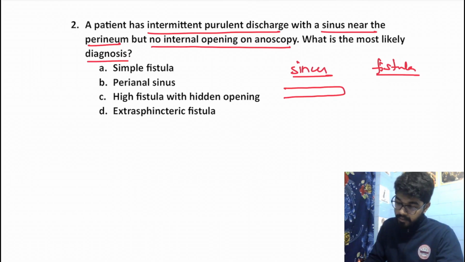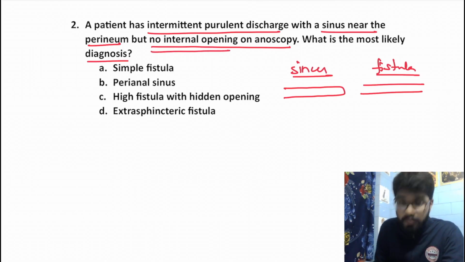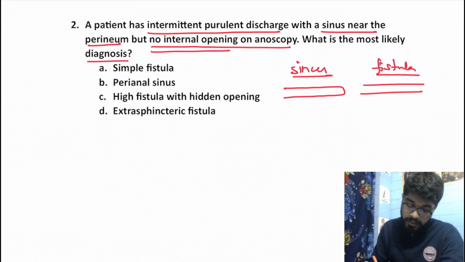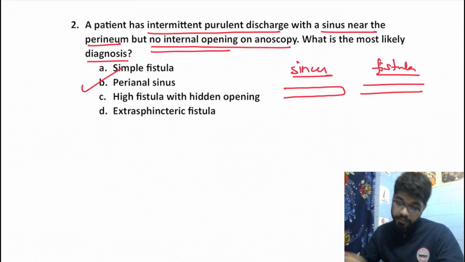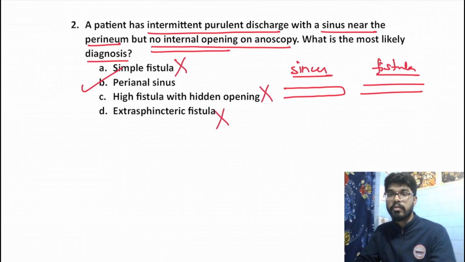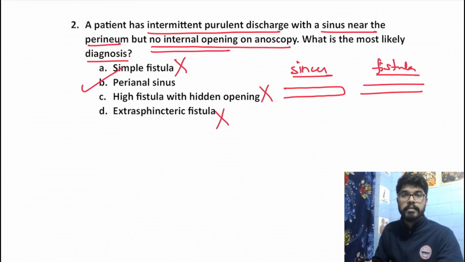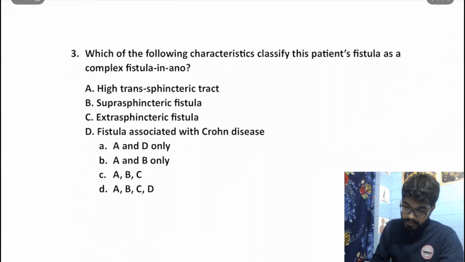Whereas fistula has both an opening in the exterior as well as interior aspect. Internal opening will be present in a fistula but absent in a sinus. Over here the question mentions no internal opening, so the answer directly becomes perianal sinus. Simple fistula, again fistula, high fistula, extrasphincteric fistula, all other three are fistulas, right? So over here answer would be B. Okay. Moving on to the next question.